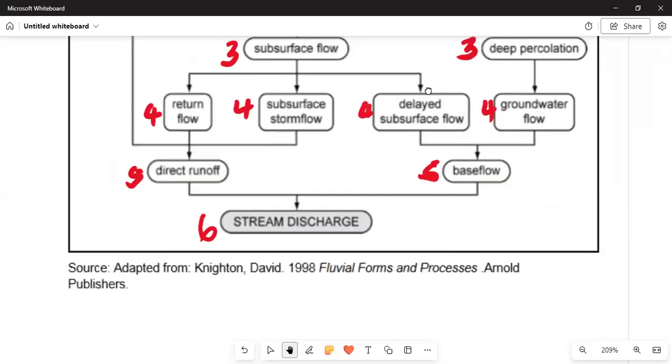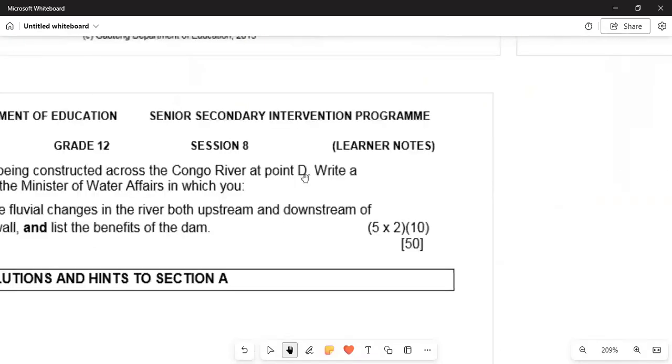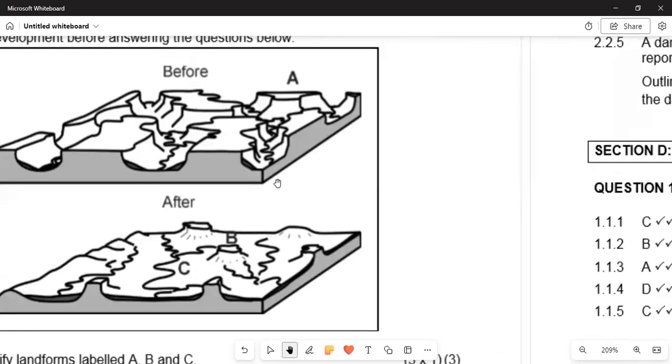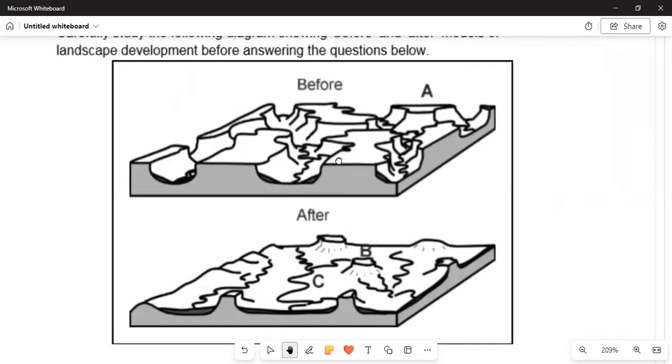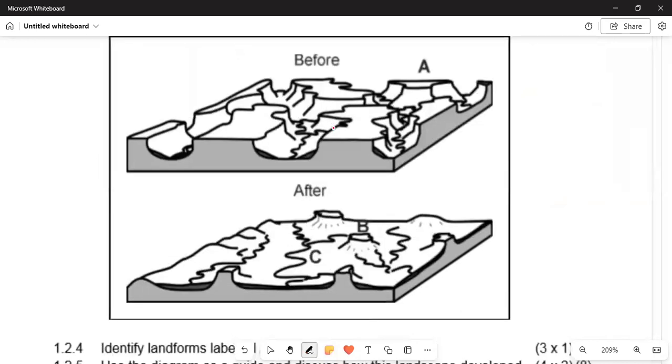And then you need to understand the sketch before we can go to the questions. Okay, and now we can see that here we are given typical landforms. Typical landforms, they are given here. And then they say, carefully study the following diagrams before and after of the models of the landscape development before answering the question. The beauty, and then this is a typical landform. And then after that has occurred, this is this particular landform that we need to understand.